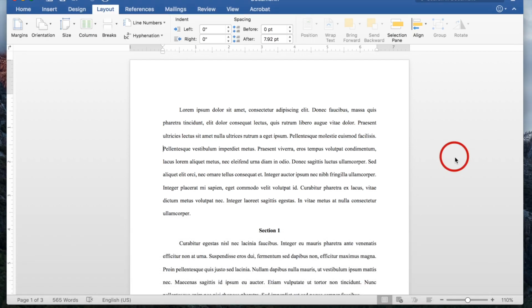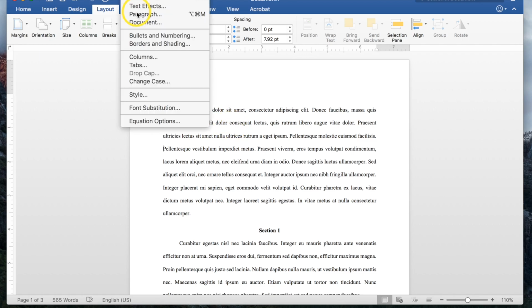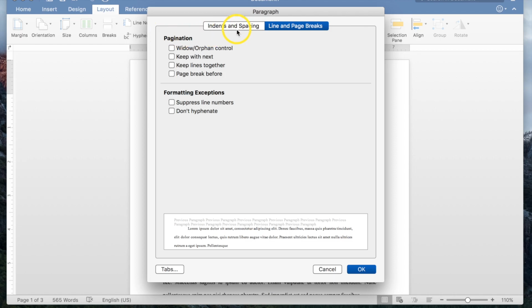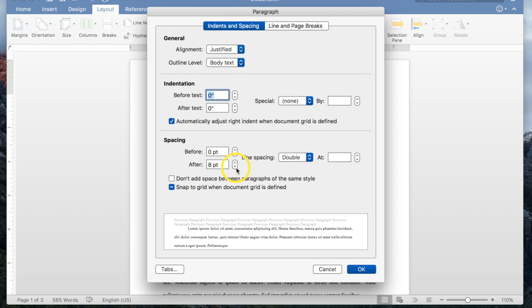Remember that simply changing your paragraph settings to double will not guarantee even double spacing. Make sure that you select Don't Add Space between paragraphs of the same style, or set the before and after spacing to 0 points.